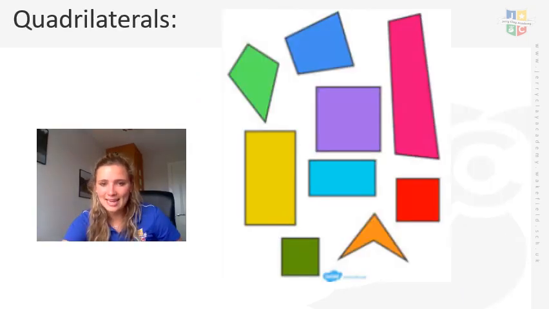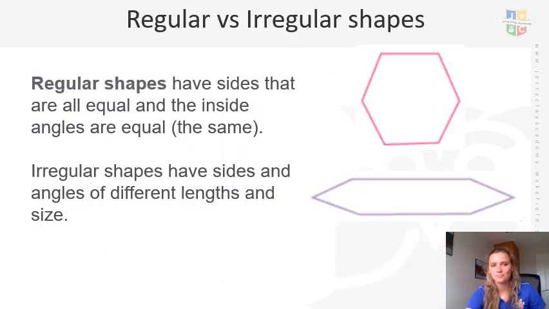So here are some. We've got a kite, rectangle, square. We've got other ones which are 4-sided shapes but not necessarily got a name. Now we have the different words that these are. We call these regular and irregular shapes.